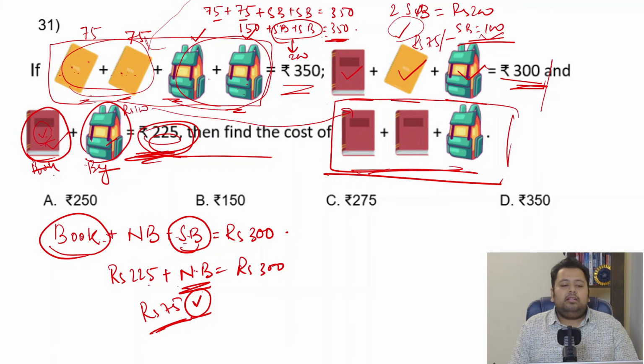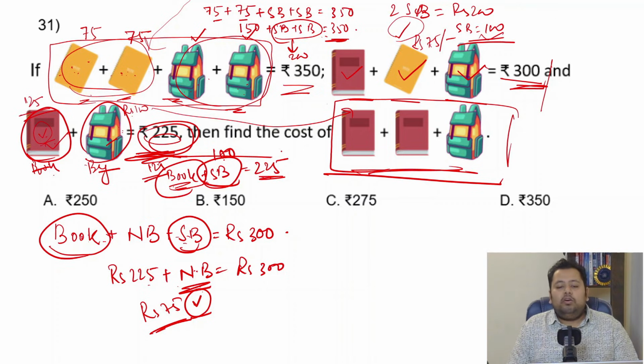So now we know that notebook cost is 75, this is 100. If this is 100, what would be the price of book? So book plus school bag is rupees 225. If school bag is 100, what should be added here to get 225? It is 125, right? So this is 125 plus 100 is 225, right? So now we know book price is 125. So this book is 125, correct?